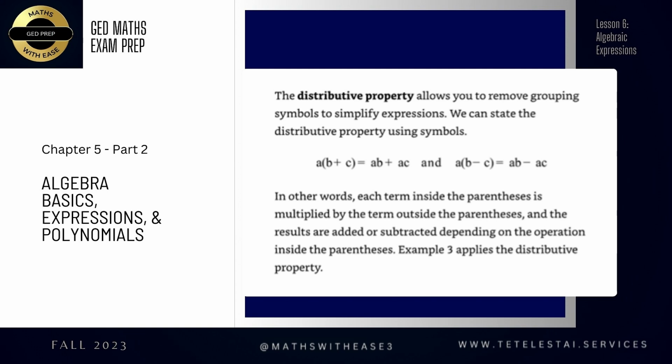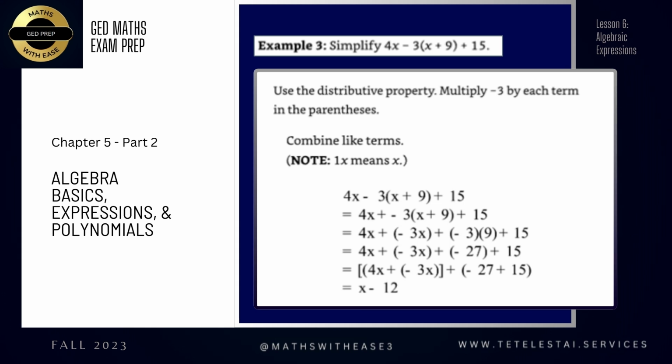So the next example gives us something to work with in terms of distributive properties. In this example, we're being told to simplify 4x minus 3 open parentheses x plus 9 close parentheses plus 15. So you want to use the distributive property and multiply -3 by each term in the parentheses. And we're going to do that because, according to our order of operations, PEMDAS, we're going to start with parentheses first. So you multiply negative 3 by x, and you would get negative 3x. And then negative 3 times 9 is negative 27, which is this step right here.